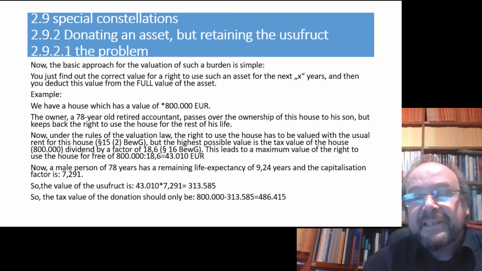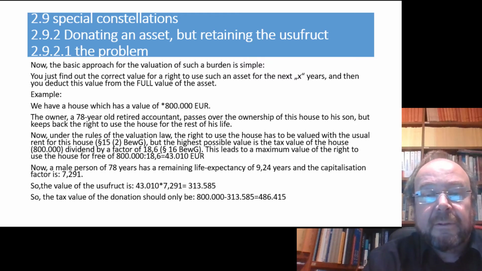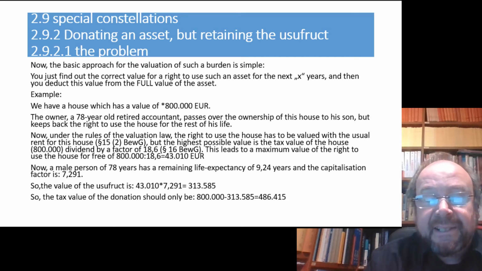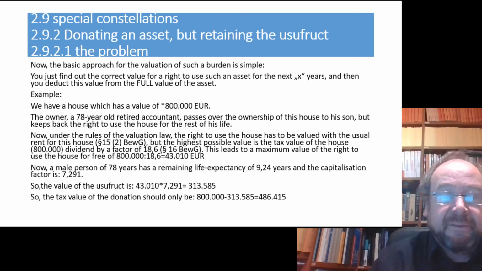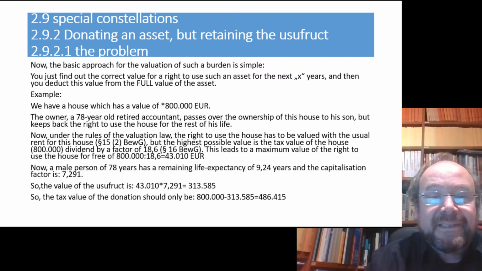Now, for reasons of consistency, the valuation law says we must prevent a situation where, if we calculate the right to use a house or another asset year by year for eternity, a higher value comes out than the market value. And so they introduced a maximum, which says the maximum value for the right to use an asset for 1 year is the tax value divided by 18.6. That is what comes out if you discount and do some calculations, all based on 5.5%, and then round it a bit.